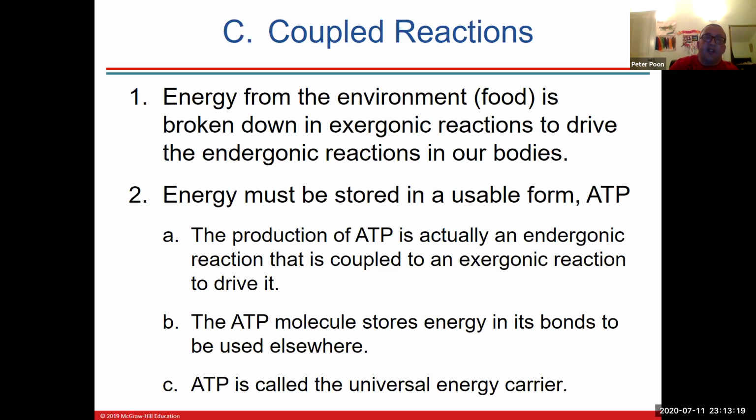Energy from the environment is broken down in exergonic reactions to drive endergonic reactions in our bodies. So we break down the glucose, the reactions are exergonic, and we store the energy from those reactions in ATP. Those ATP will be broken down whenever we need to power an endergonic reaction.